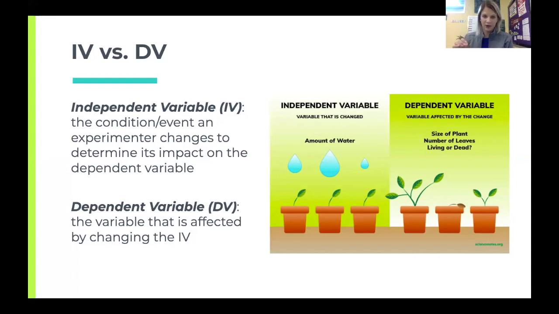The dependent variable is the thing that is affected by the change in the independent variable. So in this case, the dependent variable is the size of the plant, or you can go with the number of leaves, living or dead, whatever it is that you are looking to determine with this experiment.